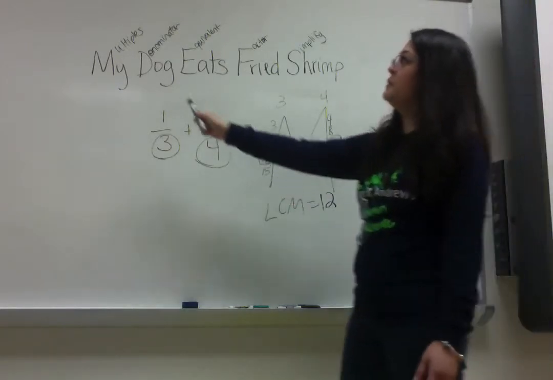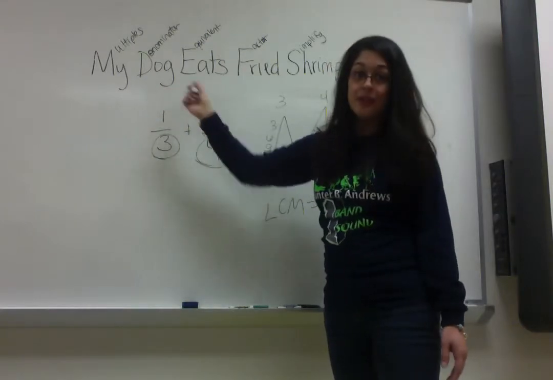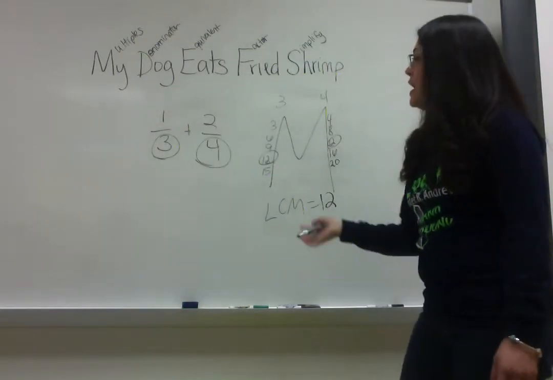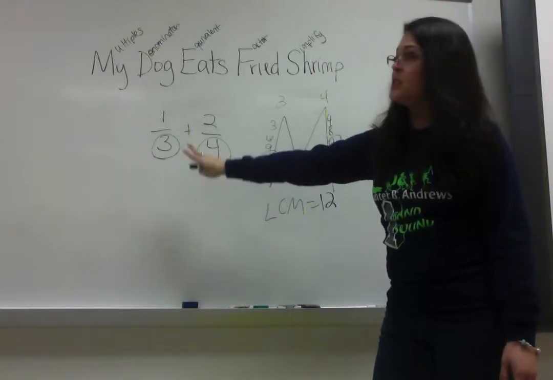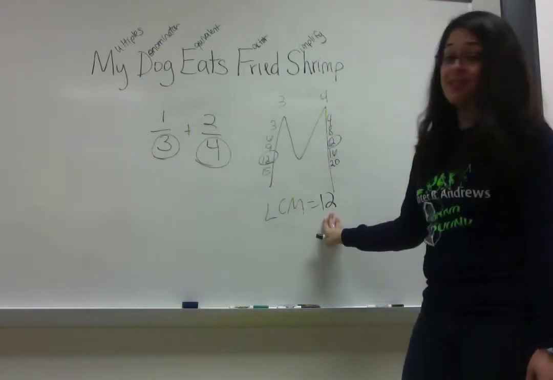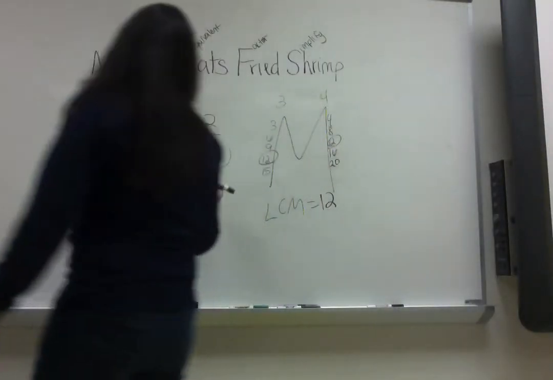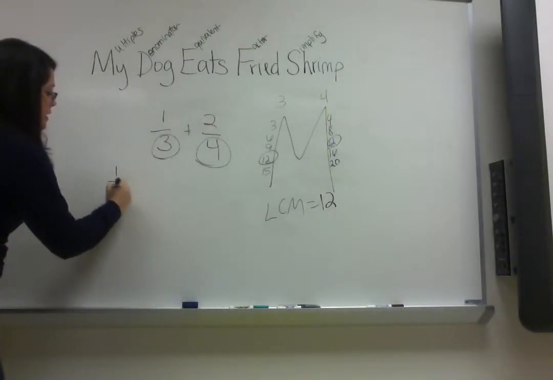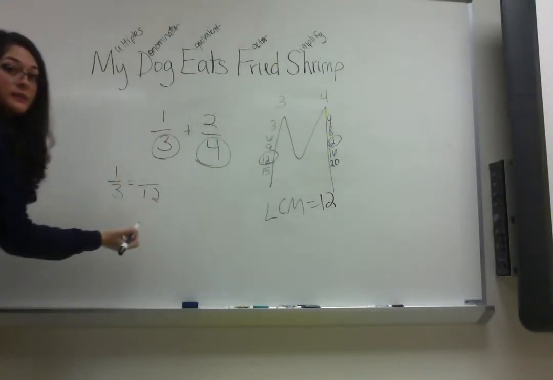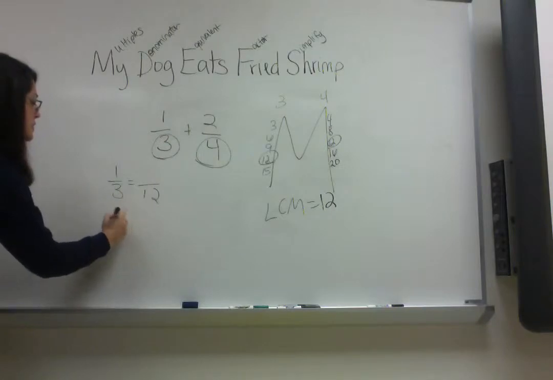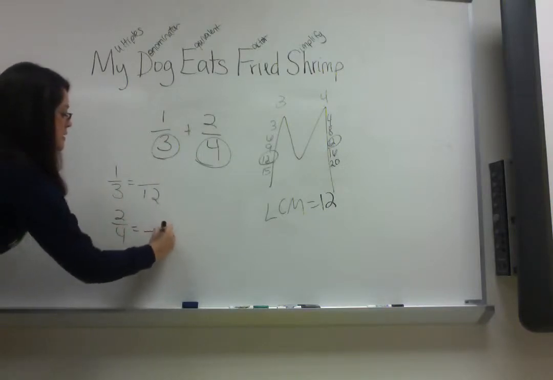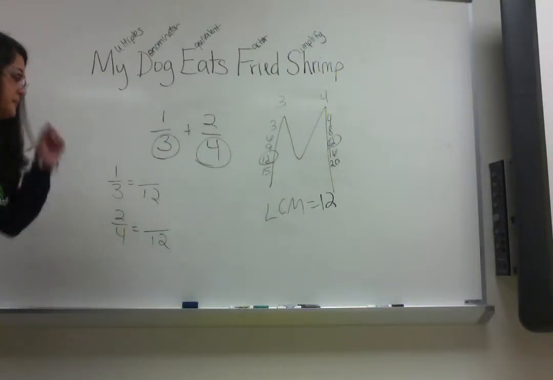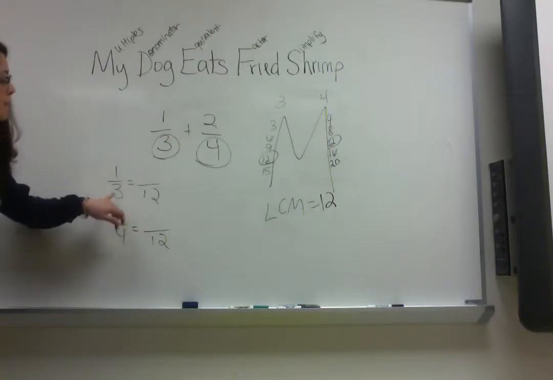So far, you have done the multiples and the denominator. So let's find equivalent fractions. If I go back to my original fractions, 1/3 and 2/4, I want to make 12 their denominator. 1/3 equals how many 12ths? 2/4 equals how many 12ths?